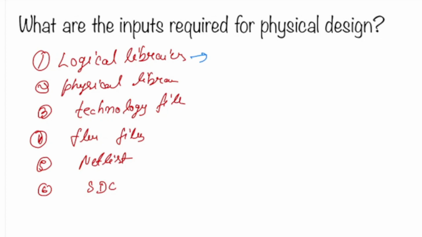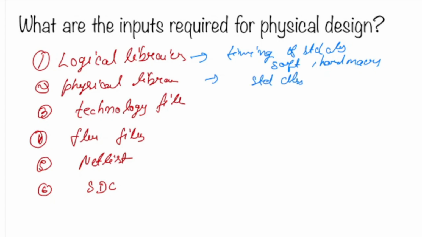In logical libraries, we have the timing information of standard cells, soft macros, hard macros. In physical libraries, we have the physical information of the standard cells, pin information, minimum width, resolution, antenna rules, routing blockage. All this information is present in the physical libraries.